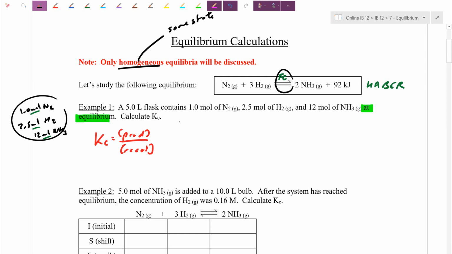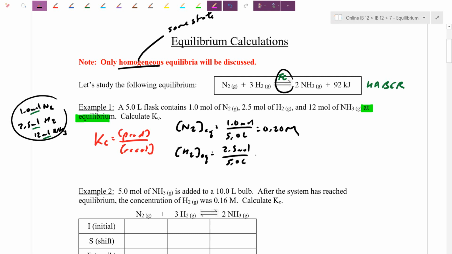So let's just do this. What's the concentration of N2? If you just remember, concentration is just moles over volume. So I have 1 mole divided by 5 liters worth of room. So that gives me 0.20 molar. In a similar fashion for the hydrogen, I'm just going to put subscript eq for equilibrium. Hydrogen is actually 2.5 moles divided by 5 liters. This gives you 0.50 molar.